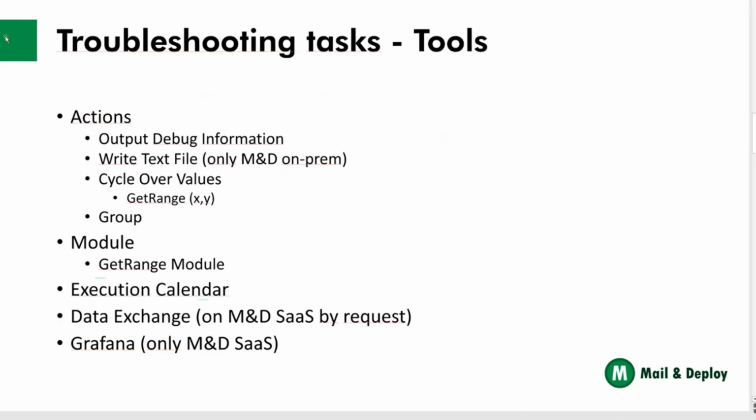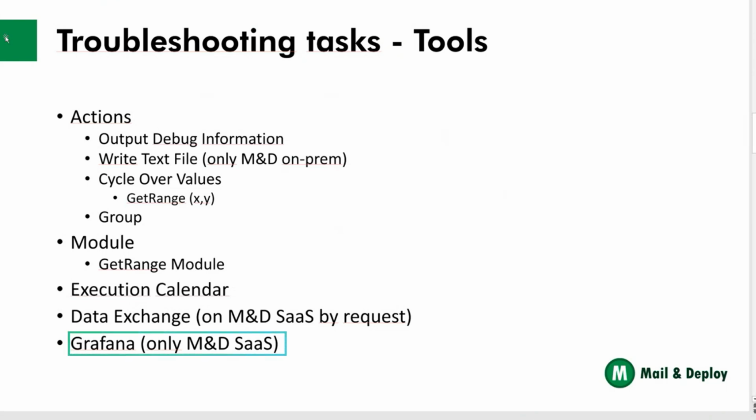Next up is the Execution Calendar. We'll demonstrate how to use it effectively for debugging purposes. Moving on to Data Exchange, this feature is fully operational on-premise, and you can turn it on and off as needed. For the SaaS version, you'll need to set it up by connecting to a SQL server, as local SQLite isn't supported. Finally, we have Grafana.